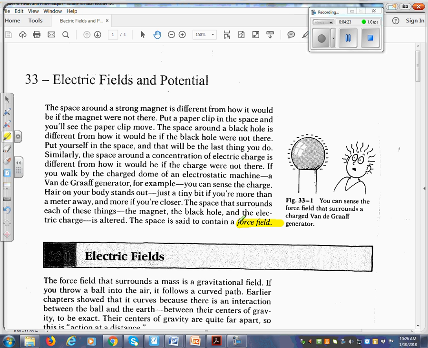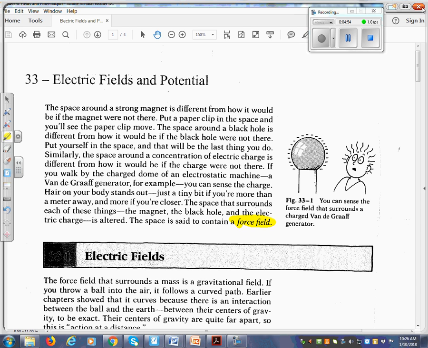Key term, right? A force field. Now you may hear the term force field described in Star Wars movies and that kind of thing. Force fields do exist. You are all currently in a force field right now. Which one? Earth's gravitational field. You're also in the Earth's magnetic field, by the way. Can you see it? Can you feel it? No. Okay, but we're going to talk about electric fields.